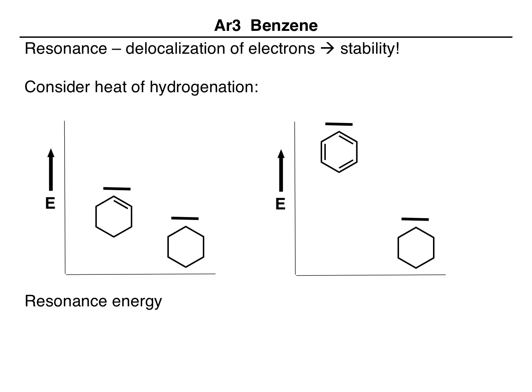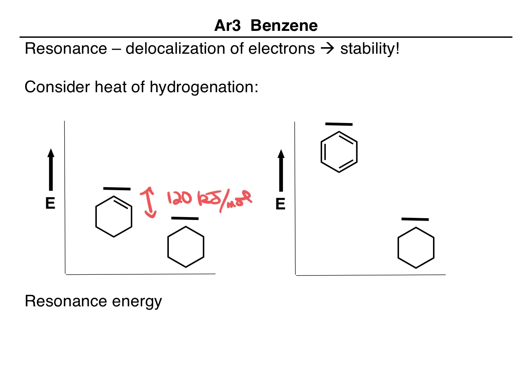Now, what is it that's special about benzene? So we talked about resonance, and keep in mind resonance is the delocalization of electrons, and by spreading out or delocalizing electrons, that leads to stability. So how stable is benzene? Let's consider the heat of hydrogenation as a way to compare the stability of different molecules. Well, here we have an energy diagram for the hydrogenation of cyclohexene to give cyclohexane. And the heat of hydrogenation, so the energy that's given off, is 120 kilojoules per mole.